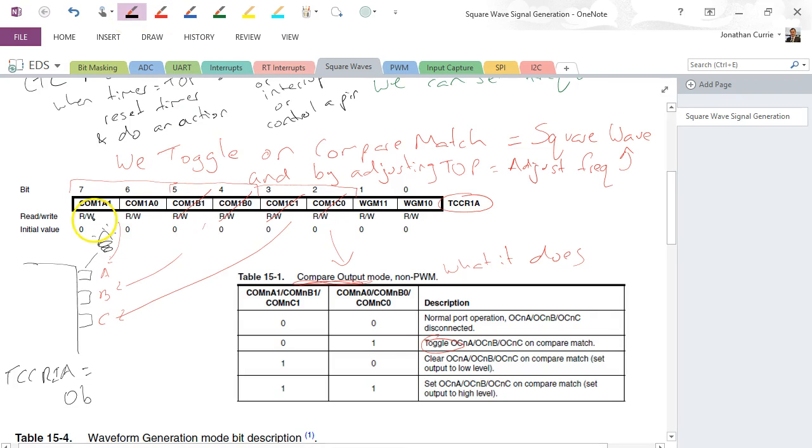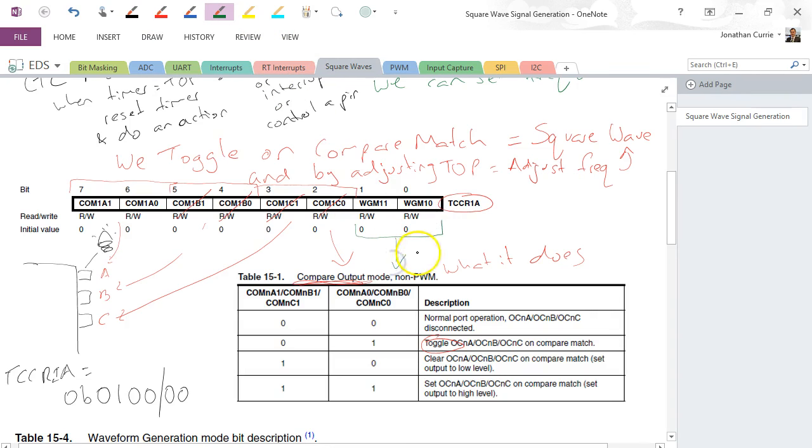And we can see we want COM1A1 is equal to 0. Next bit along, COM1A0 is equal to 1, 0, 0, because we're not interested in B, 0, 0, because we're not interested in C. And then we get to our waveform generation mode bits, which are these two here.